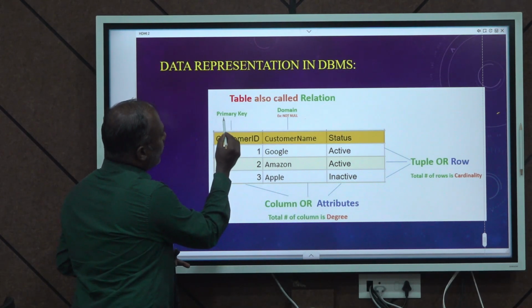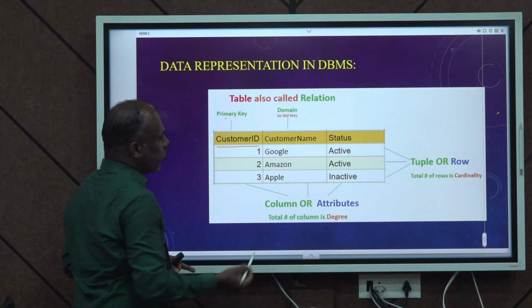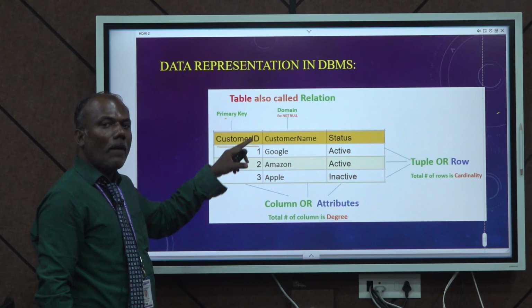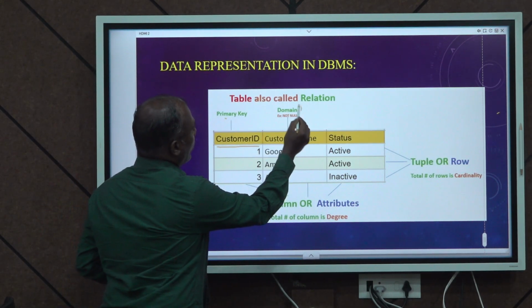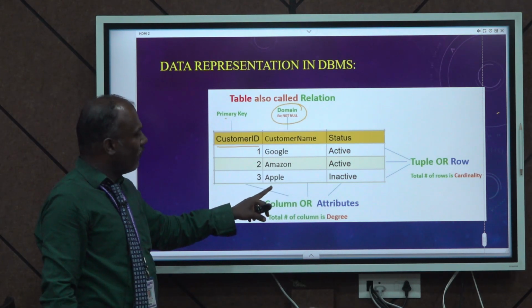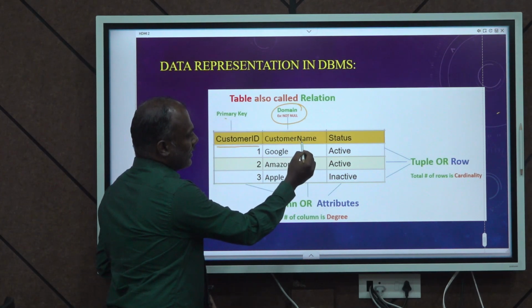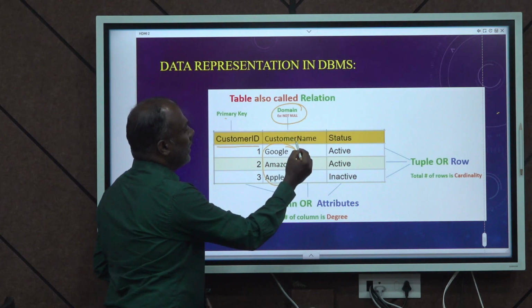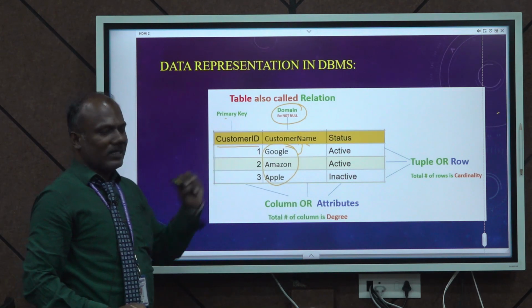So this is called primary key, because the customer ID is the unique one. So based on the customer ID, we can identify the particular table data. Next, what is domain? Domain refers to the collection of values for the particular column. So if we consider the customer name domain, these values we have to consider as the domain for the particular field customer name.